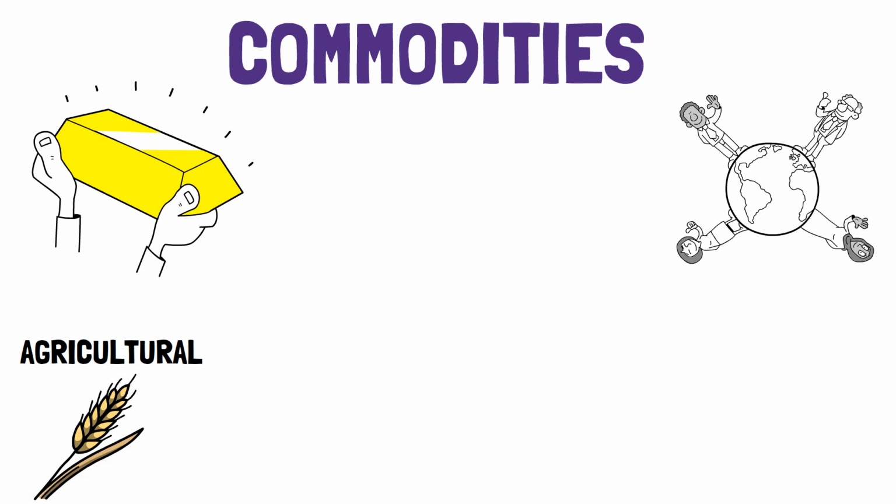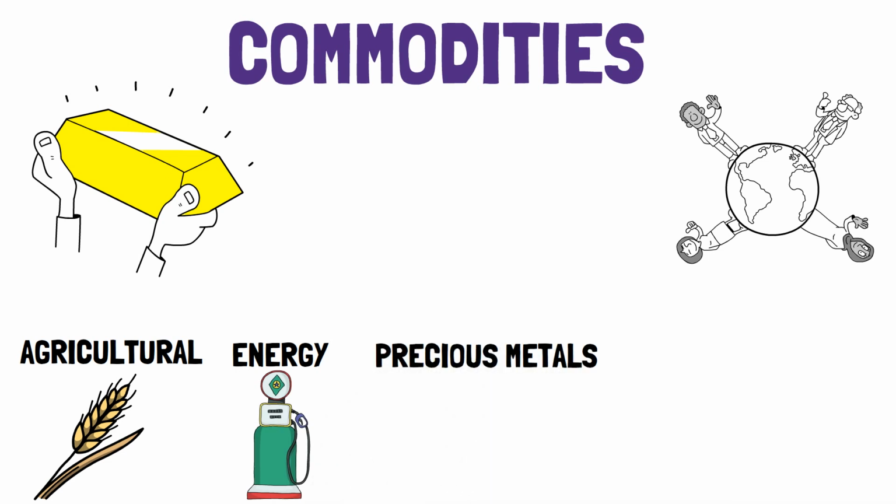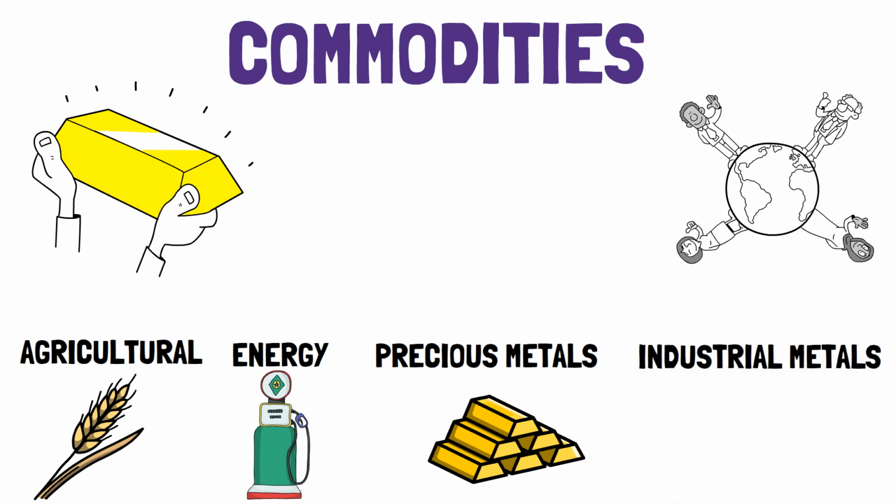Energy commodities: crude oil, natural gas, and gasoline. Precious metals: gold, silver, and platinum. Industrial metals: copper, aluminum, and iron.